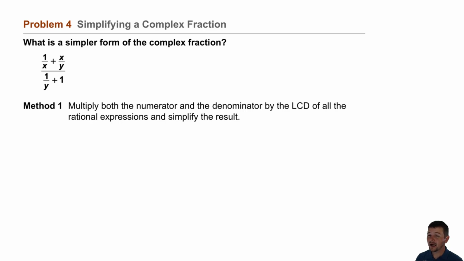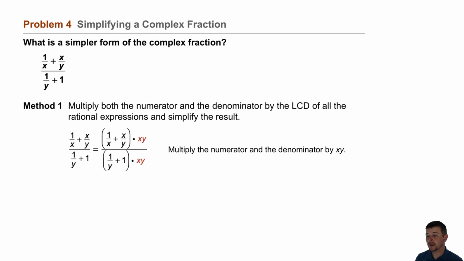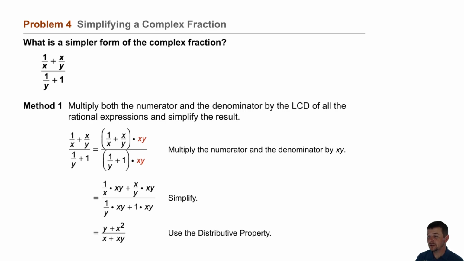In this case, the least common denominator of all the rational expressions is x times y, so we'll multiply the numerator and denominator by xy. Doing so, and simplifying, we arrive at the expression 1 over x times xy plus x over y times xy, over 1 over y times xy plus 1 times xy. Using the distributive property, we arrive at the expression y plus x squared over x plus xy.